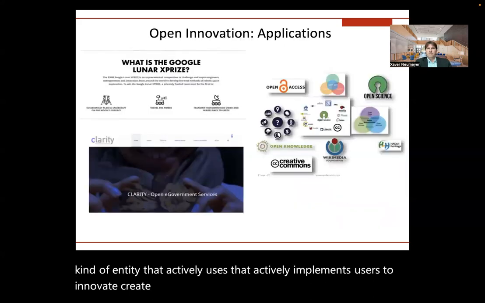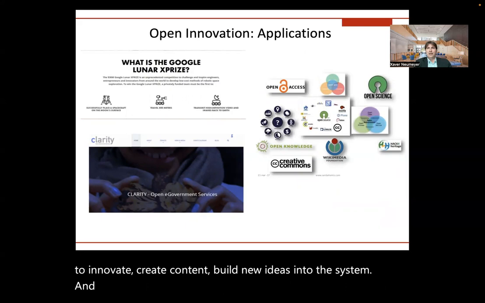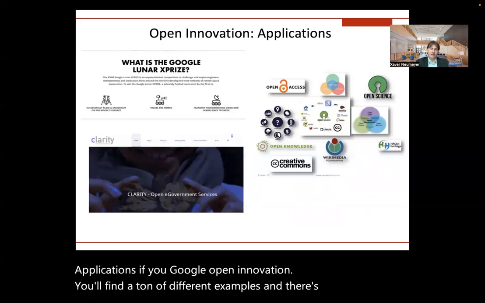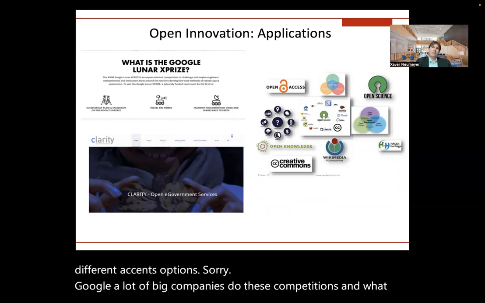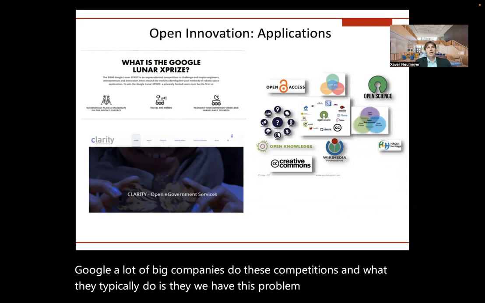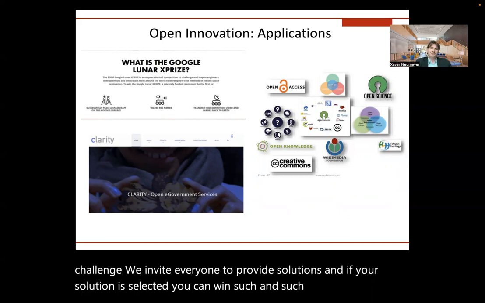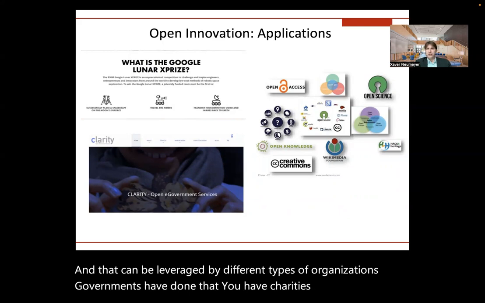And then some applications. If you Google open innovation, you'll find a ton of different examples. And there's also a ton of different options. Google, like a lot of big companies, do these competitions. And what they typically do is, we have this problem or we have this challenge. We invite everyone to provide solutions. And if your solution is selected, you can win such and such, right? And that can be leveraged by different types of organizations. Governments have done that. You have charities or nonprofit organizations that do that.